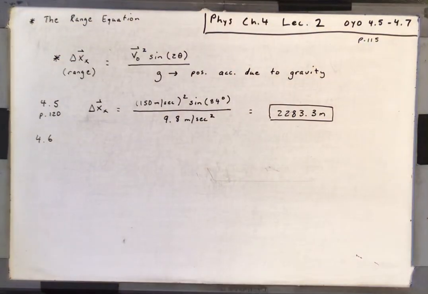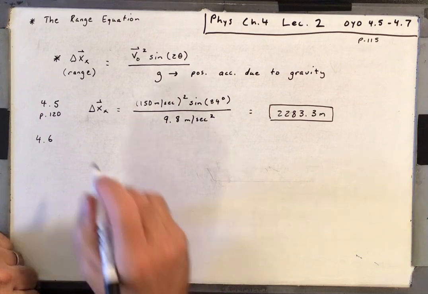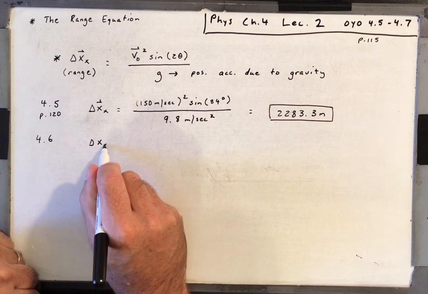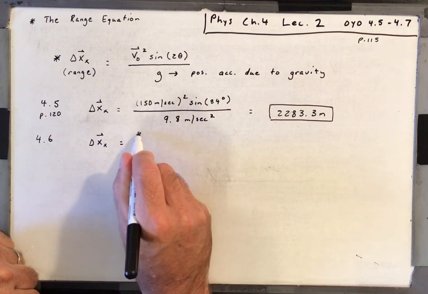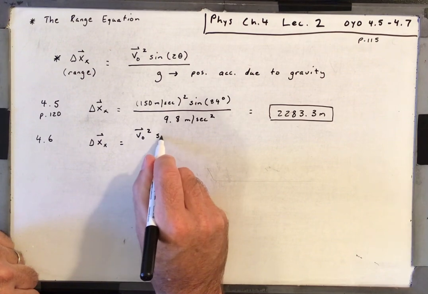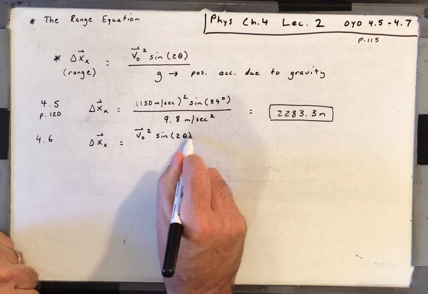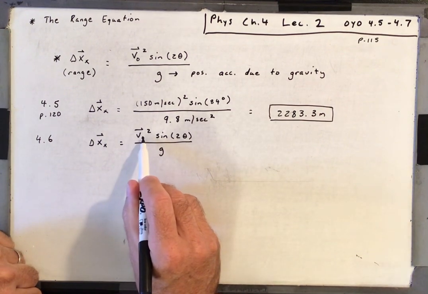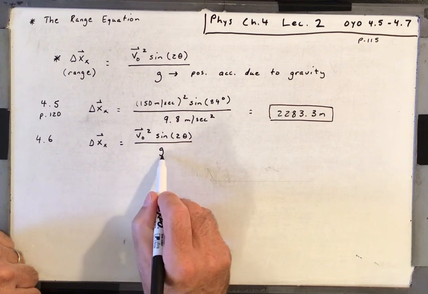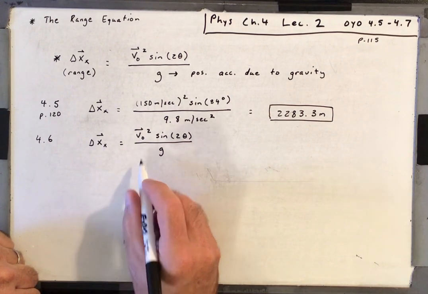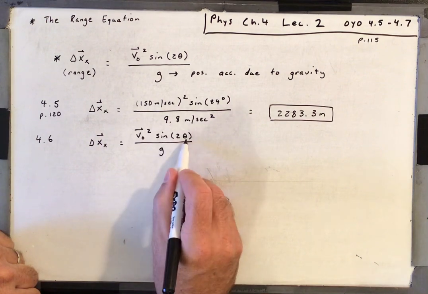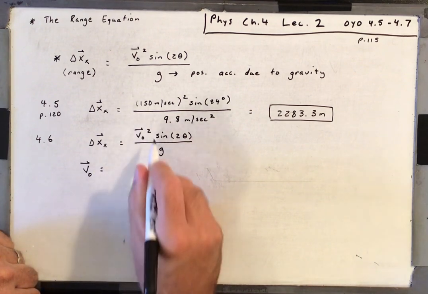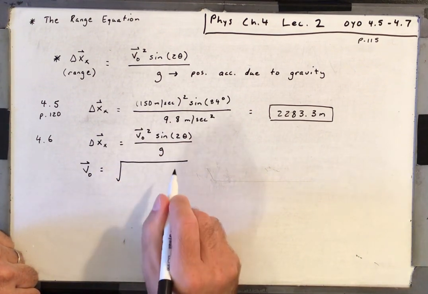So this time, we have the range equation, and we need to rewrite it and solve for velocity. So I have delta x sub x is equal to v naught squared times the sine of 2 theta over g. Now I've got to solve for v naught. So let's multiply both sides by g and then divide both sides by sine 2 theta. If you do that, you can try this on your own, and because it's squared, it'll be the square root of all this.